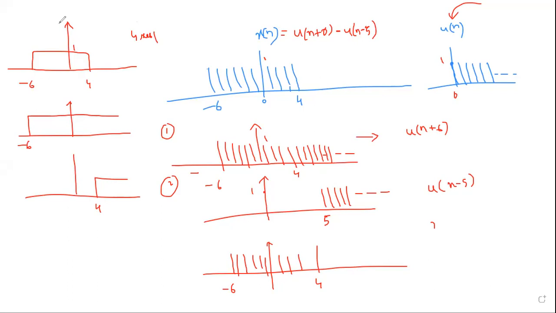For this case, my representation of a continuous time signal which exists from minus 6 to plus 4 would be u of, will somebody tell me what is this signal? U of n plus 6. Now we are in continuous time, remember. So it is u of t plus 6. The second one would be u of t minus 4. Are you getting the difference between continuous time and discrete time?